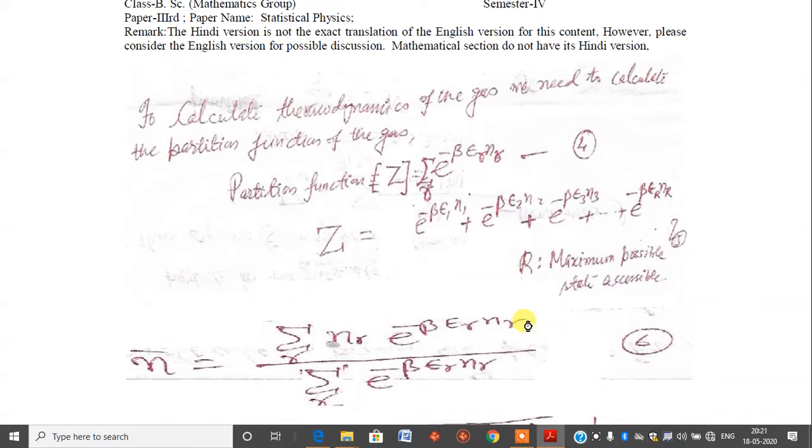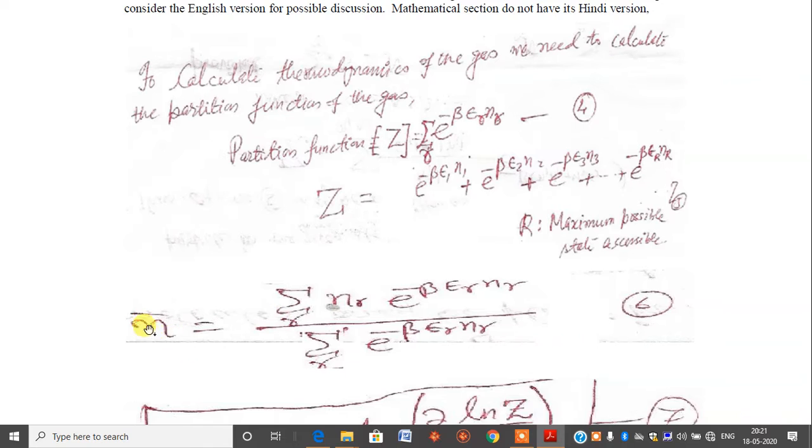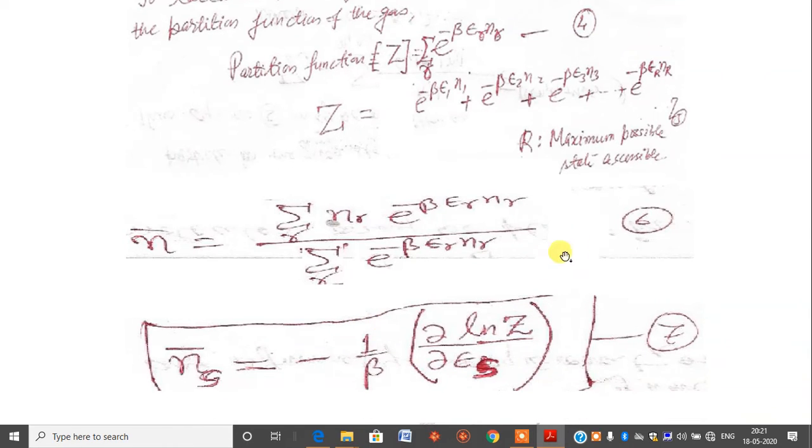From there we can determine the average number of molecules which can be accommodated in, say, the rth state. That is n_r e to the power minus beta epsilon_r n_r, divided by the sum over r of e to the power minus beta epsilon_r n_r. The denominator is the partition function, that is equation number 4. So n_r and the corresponding Boltzmann weight. For equation number 6, for any sth state, the average occupancy can be obtained in this fashion.